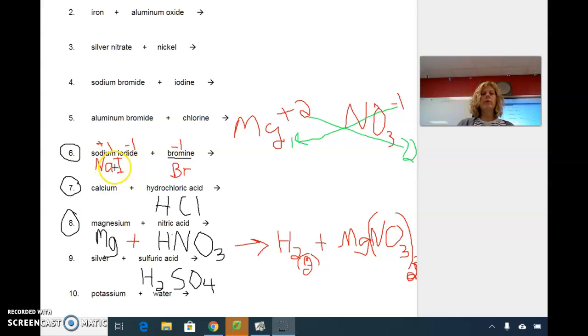Okay, so I've just written the formula really quickly. So sodium iodide, sodium is a +1, iodine is a -1, so those combine in a 1-to-1 ratio. Bromine is also a -1. So here's what I need to look at for this one. I need to say, hey, if this is this bromine, which is by itself, is this more reactive than iodine? So let's look at our activity series.